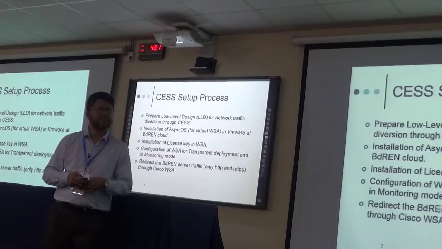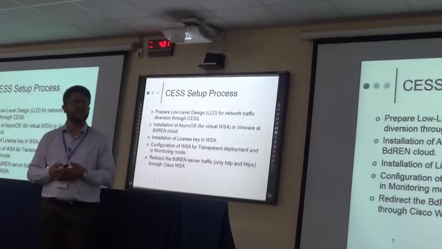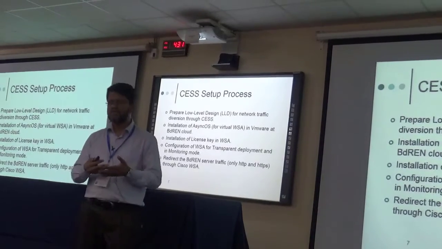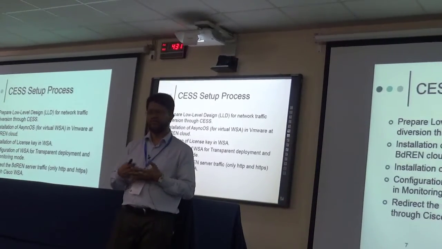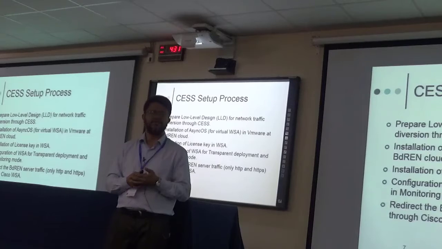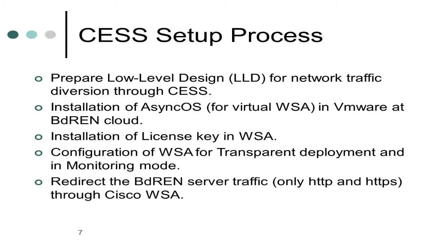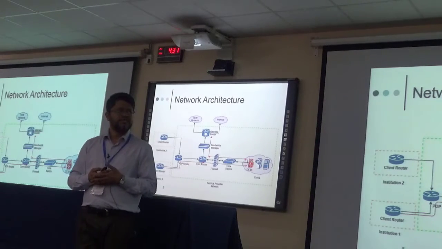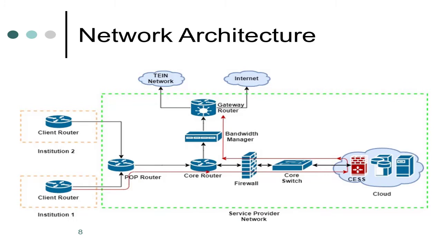The process is very straightforward. We have to prepare the low-level diagram. Then we have to install the OS in the VM. Then we have to install the license keys that we received from Cisco. And we have to perform the configuration of how we want to filter the data based on different security parameters. So this is the network architecture that we used to install.